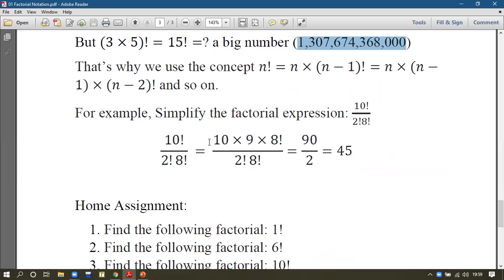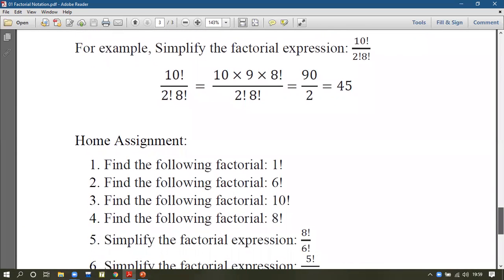For this we can take factorial 10 equal to 10 into 9 into factorial 8, divided by factorial 2 into factorial 8. Here factorial 8 is cancelled out, which leaves 10 into 9, that is 90. Factorial 2 equals 2 into 1 equals 2, and the final answer is 45.